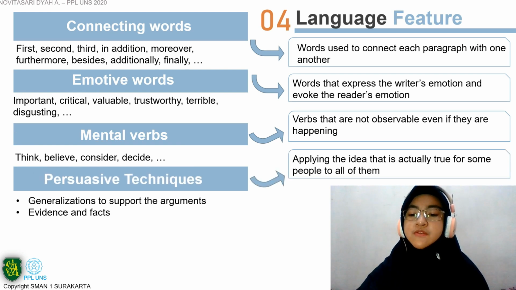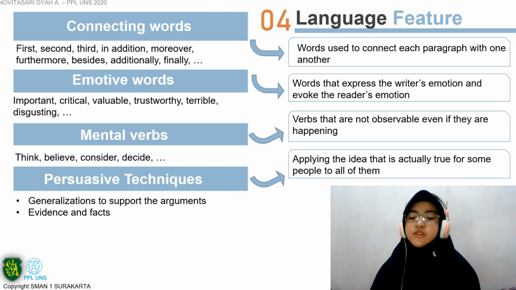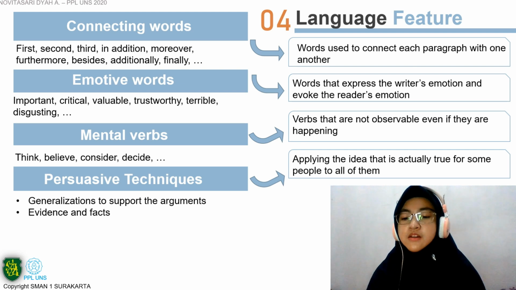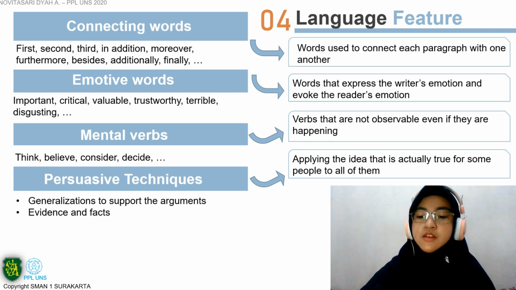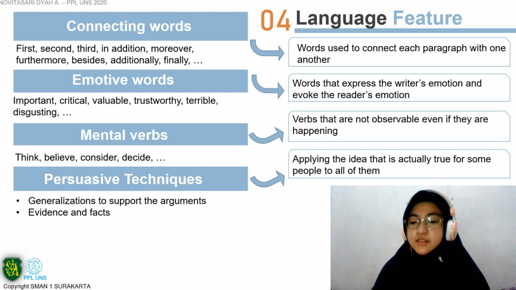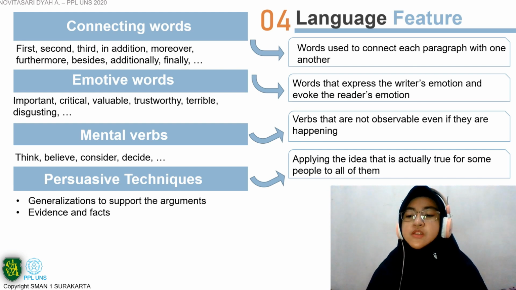And then persuasive techniques. There are two persuasive techniques: generalization to support the arguments, and evidence and facts. What is generalization? Generalization is when you take an idea that is actually true for someone or some people only some of the time, but you apply it to all of them all of the time. You can see it in the example later.